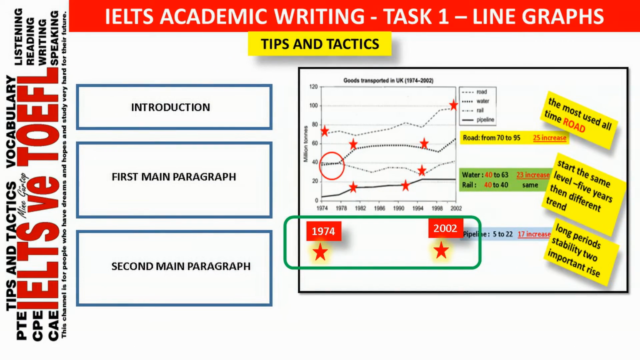Plan your writing. You can usually divide it into 3 paragraphs: introduction, first main paragraph, and second main paragraph. If the line graph has more than 2 lines, try to arrange the data into 2 or 3 groups. For example, you could divide the data into rising trends and falling trends. Look carefully at the time frame that the graph covers and work out what tenses you need to use: past, present, present perfect or future.